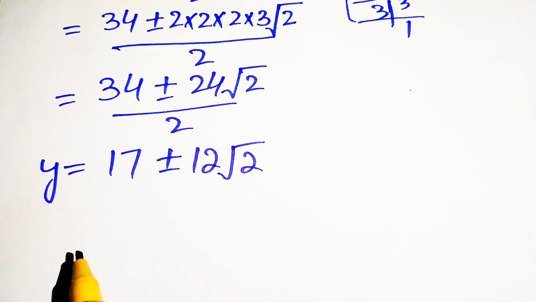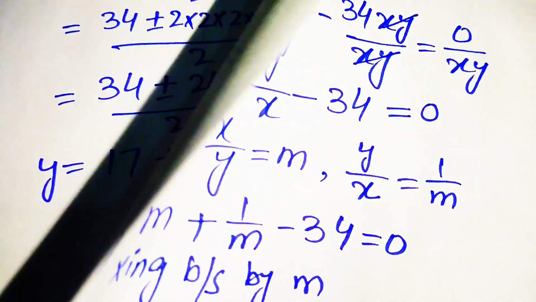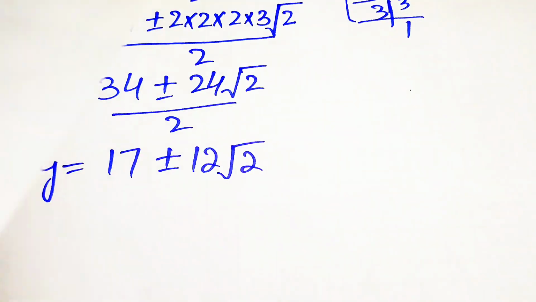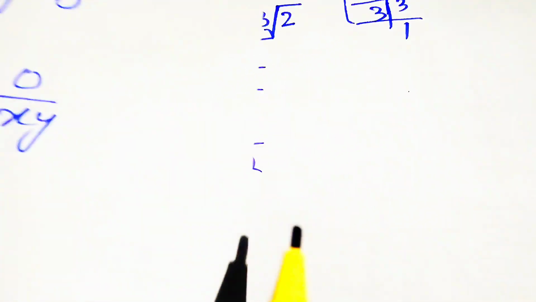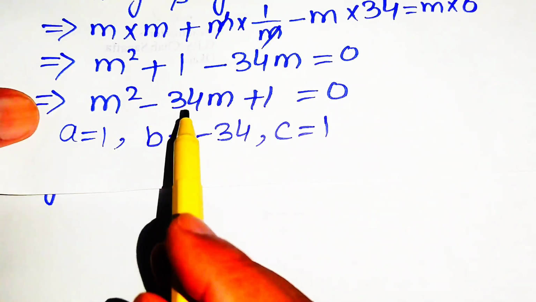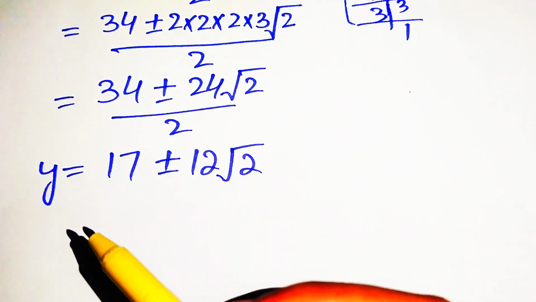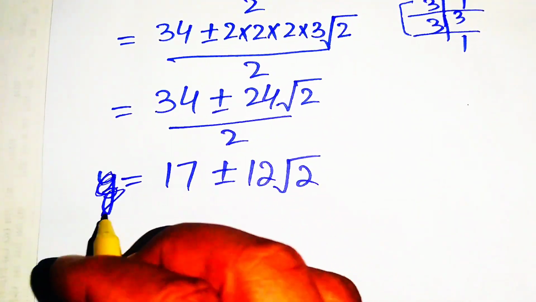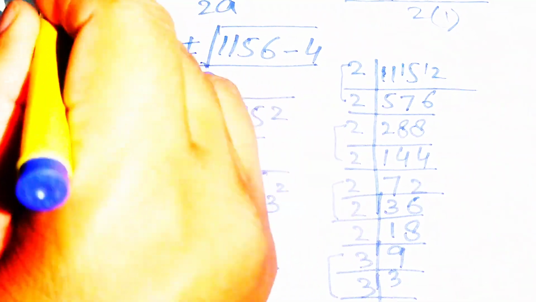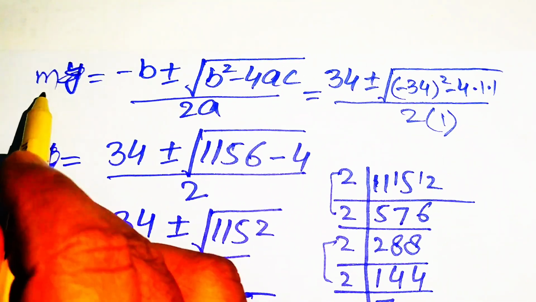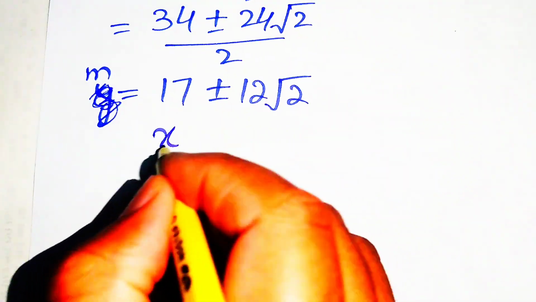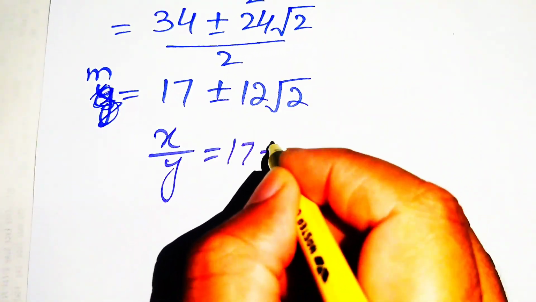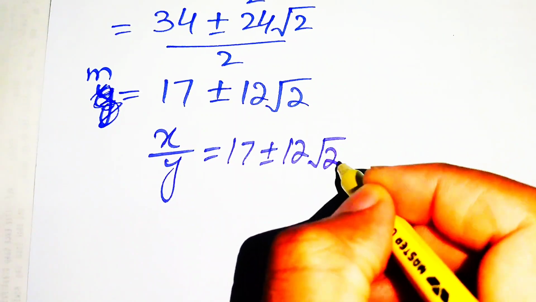So now we back substitute the value of m, sorry, because we take our m equals to this x over y. So this is our mistake, because here we have the quadratic equation in the m variable, but we mistakenly wrote y variable, because this is the m variable. And these are also in the m variable. So when we back substitute the value of m, it becomes x over y equals 17 plus minus 12 times square root of 2.